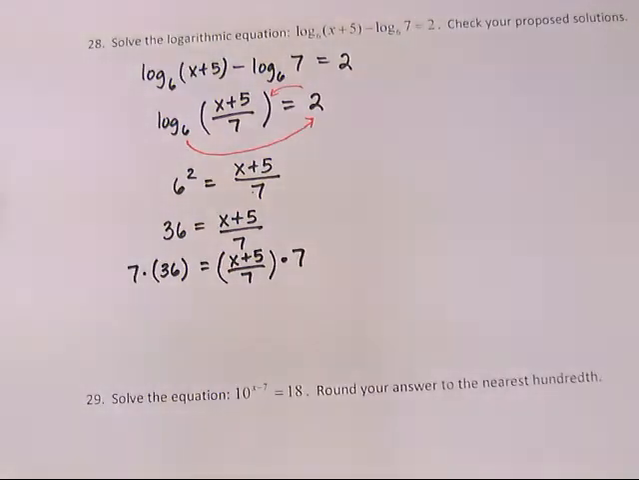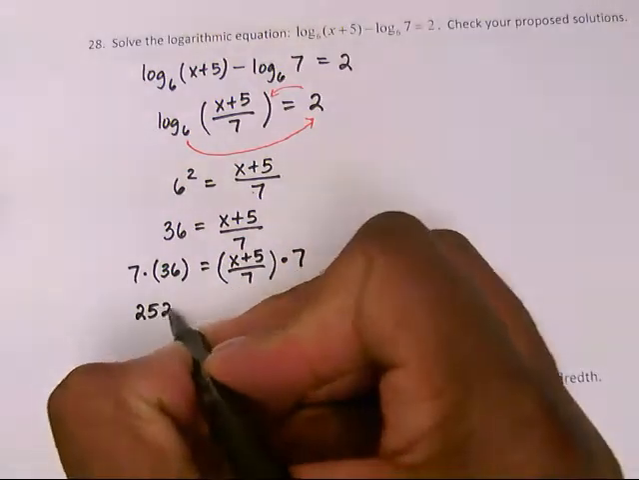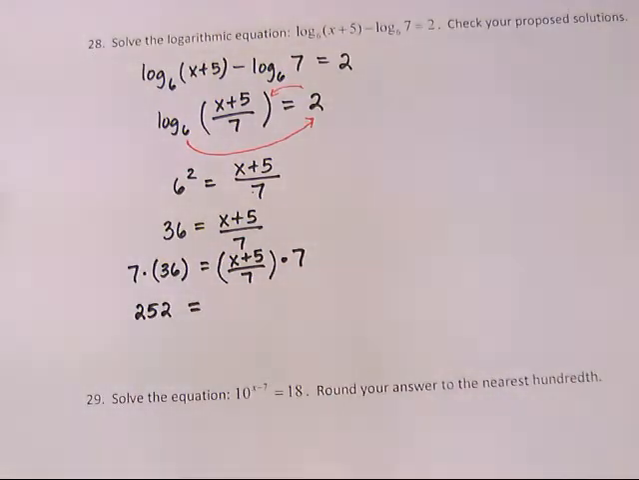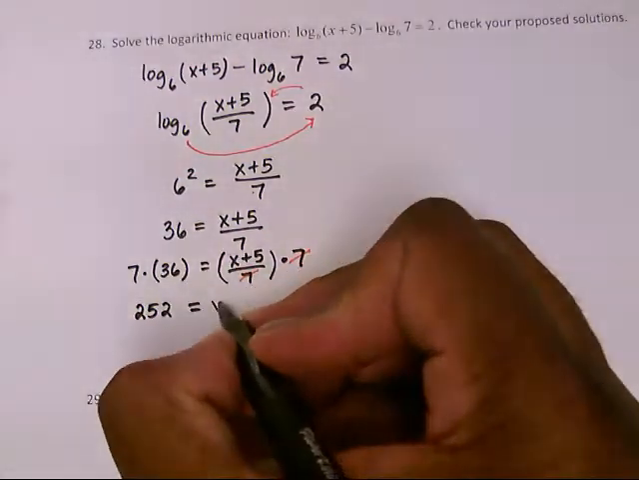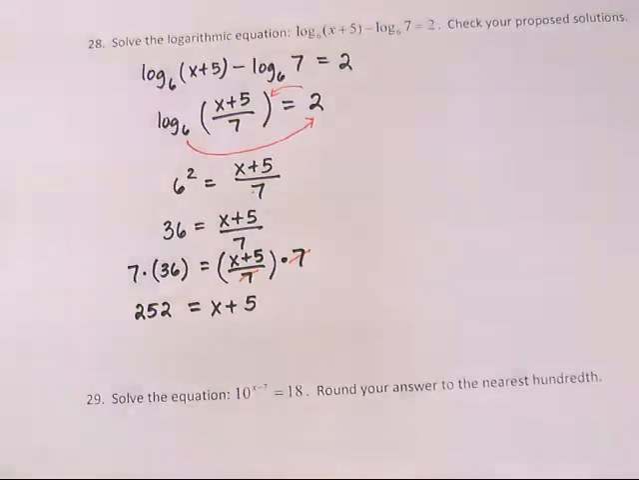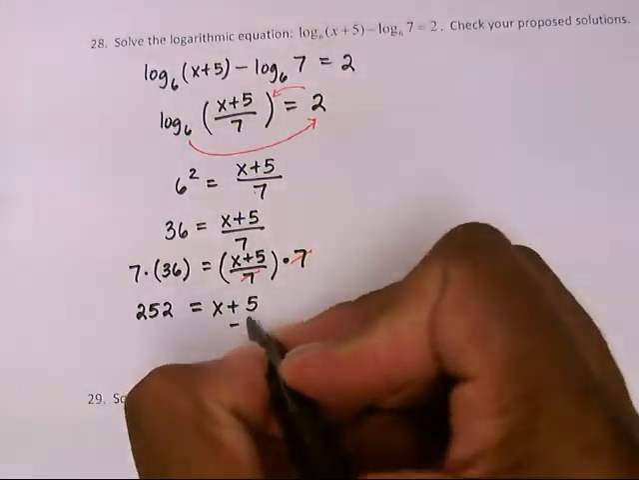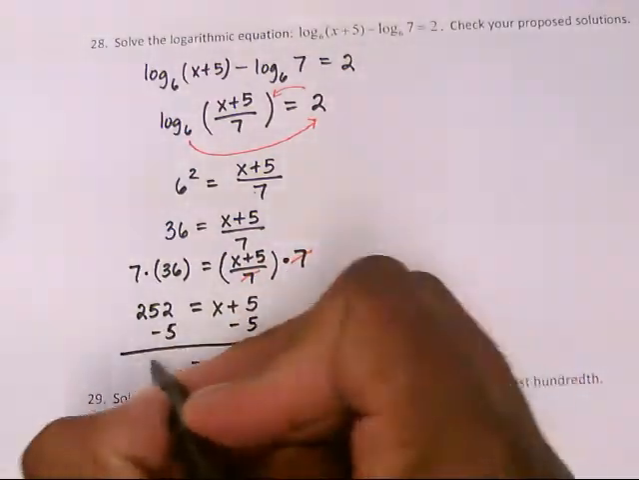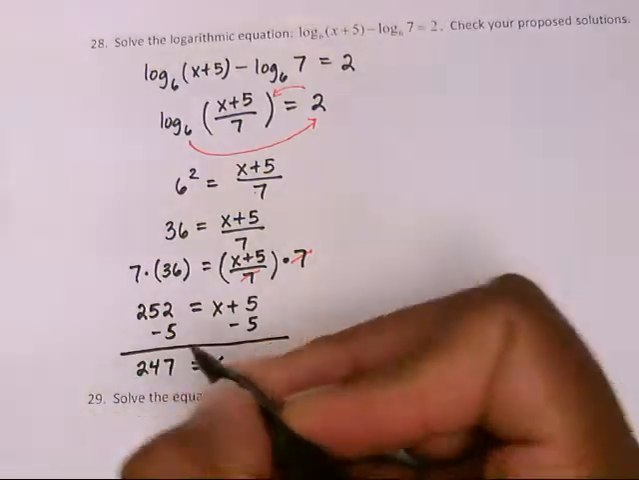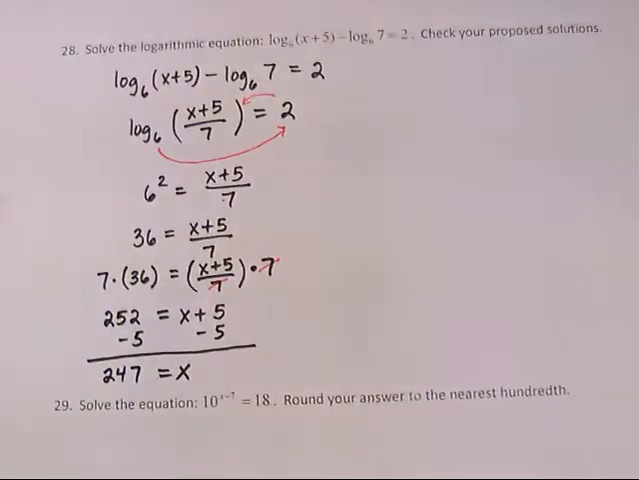Now, if I multiply 7 times 36, that will give me 252. That's equal to, these 7s divide out on the right side. I'm left with x plus 5. So I have x plus 5 is equal to 252. Subtract 5 on both sides. That will give you x is equal to 247. So that's my proposed solution.